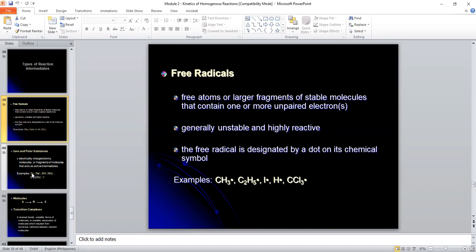Now, these free radicals are designated by a dot on the chemical symbol. So aside from seeing an asterisk on intermediates, it's also possible that you'll be seeing dots after the symbol of a particular compound or molecule. And as such, these are to be viewed as free radicals or reaction intermediates. They are generally unstable and highly reactive.